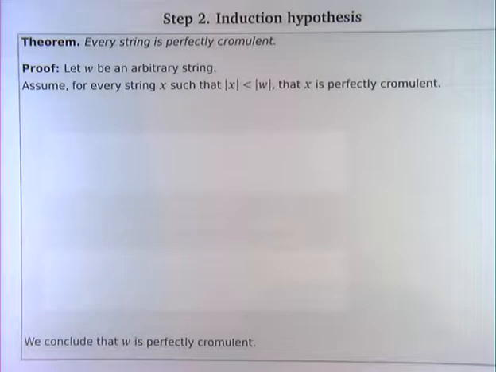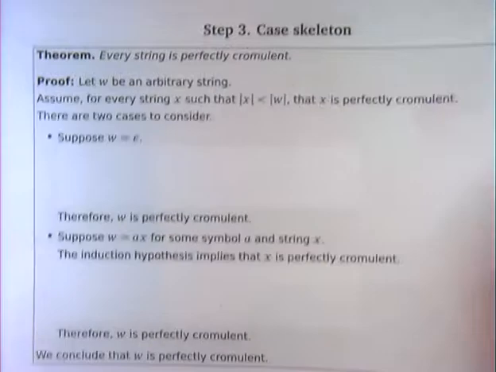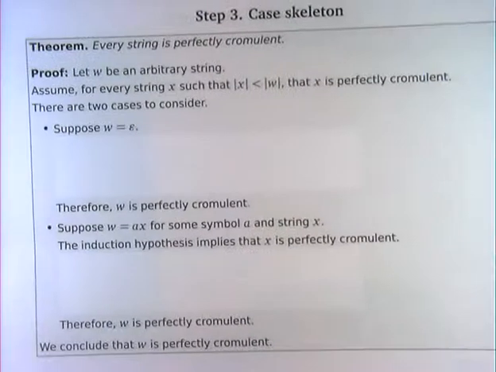Now, the next thing I need to do is write down a skeleton for the case analysis. And at the moment, because the only word in this theorem whose definition I actually know is string, the only case analysis I can imagine is one that is based on the definition of string. And the definition of string has two cases. Either it's empty or it's a character followed by a string. And so my case skeleton is going to have two cases. The first case is, suppose the string is empty. And the conclusion of that case, I know, is going to be, therefore, W is perfectly cromulent. So I might as well write that in now.